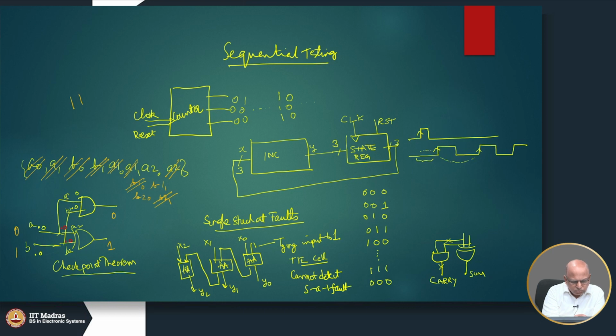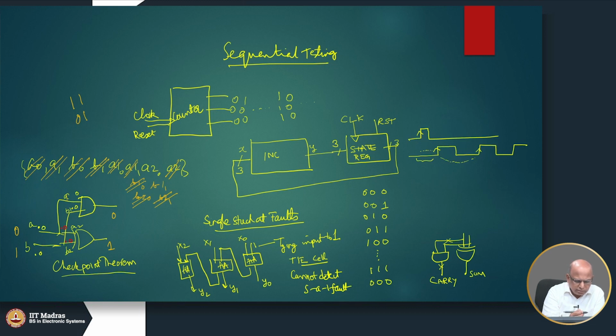A2 stuck at 0, will it be caught? No, because A is already 0 now. So, that will not get caught. B2 stuck at 0 might get caught, because if B2 gets stuck at 0, this output will change to 0. So, B2 stuck at 0 will get caught. B1 stuck at 1 will not get caught. So, 0 1 is a good test vector, it caught a couple of others.